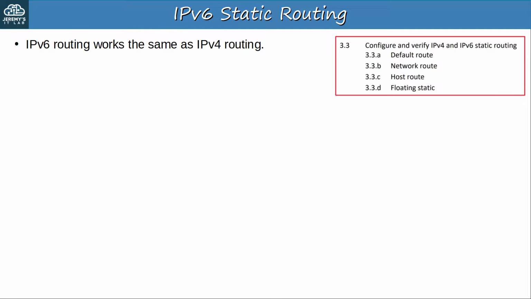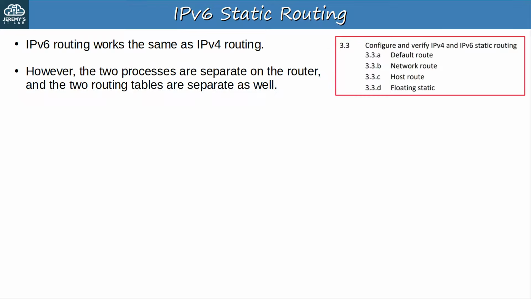IPv6 routing works the same as IPv4 routing. A packet arrives on one of the router's interfaces, it looks up the destination IP address in its routing table, and then forwards the packet according to the most specific match in the routing table. Although IPv6 routing works the same, the two processes are separate on the router, and the two routing tables are separate as well. You've already seen how the router builds a separate IPv6 routing table. You can view it with show ipv6 route.